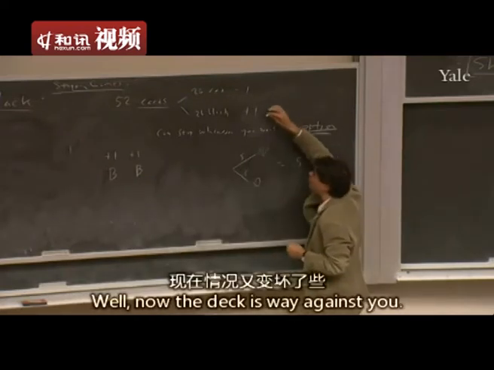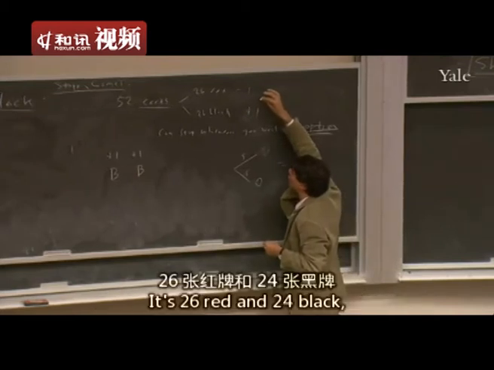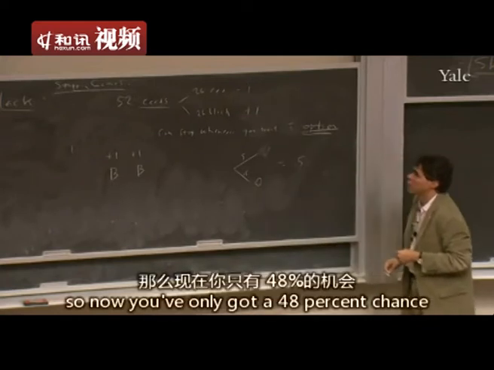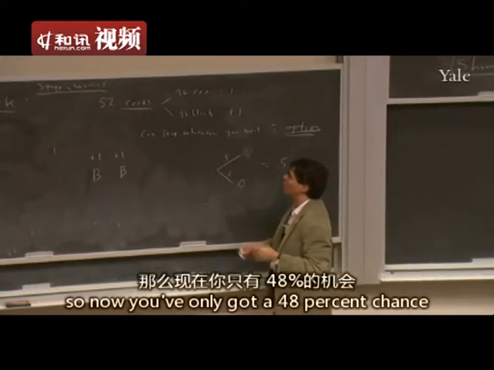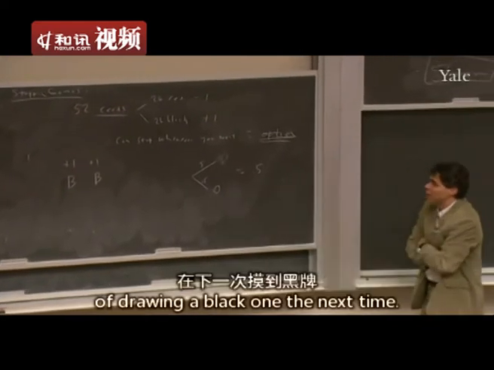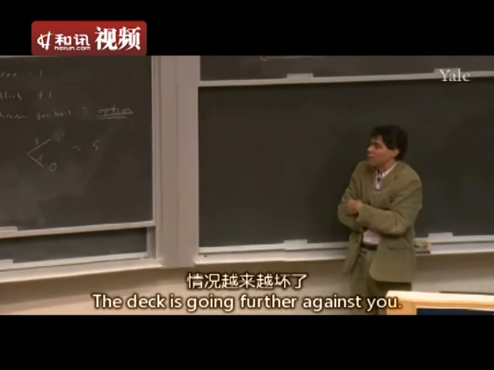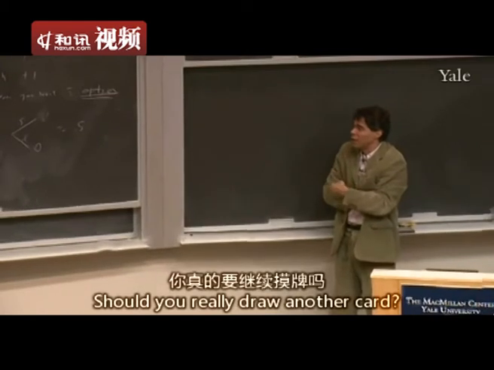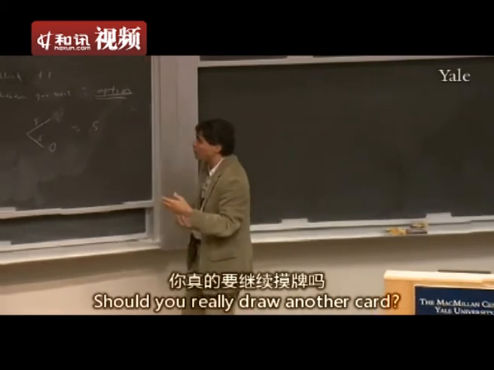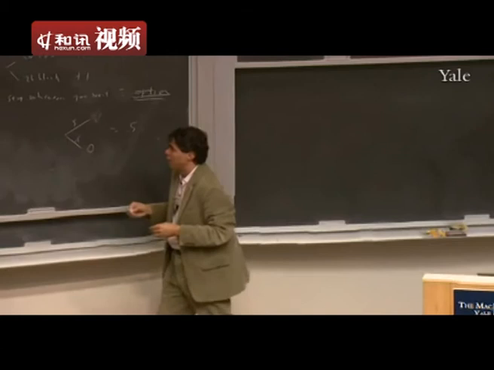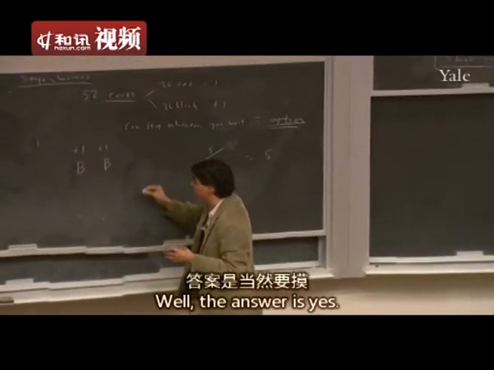Well, now the deck is way against you. It's 26 red and 24 black. So now you've only got a 48% chance of drawing a black one the next time. The deck is going further against you. Should you really draw another card? It seems more likely to be red. Well, the answer is yes.